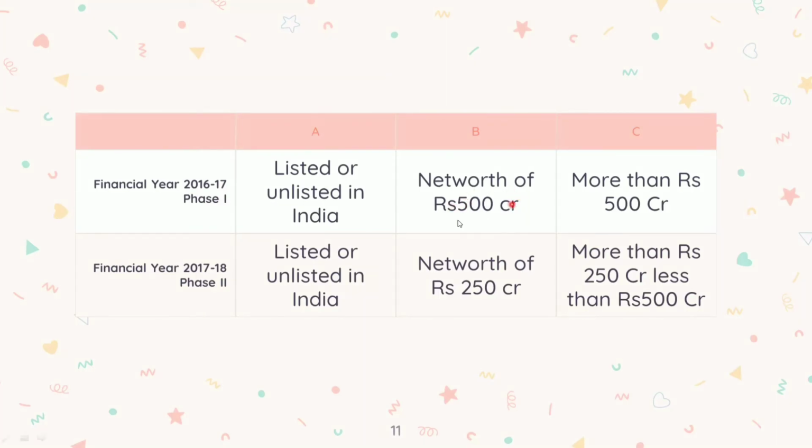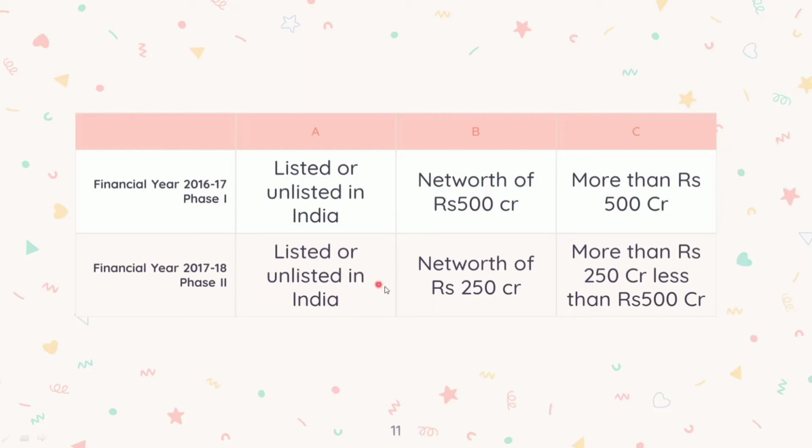Any company whose net worth is more than 500 crores or exactly 500 crores comes under phase 1 and has to mandatorily adopt IFRS. Now, we had a second stage also. In the second stage, we are talking about listed or unlisted companies in India. Listed companies are the companies which are listed in the share market, the trading companies, and those which are not listed also.